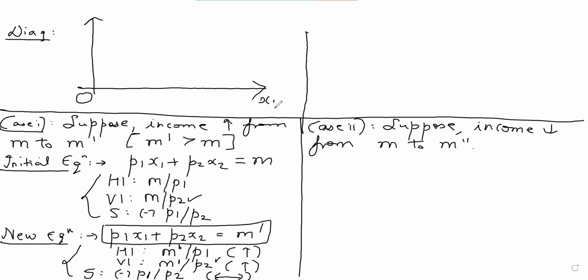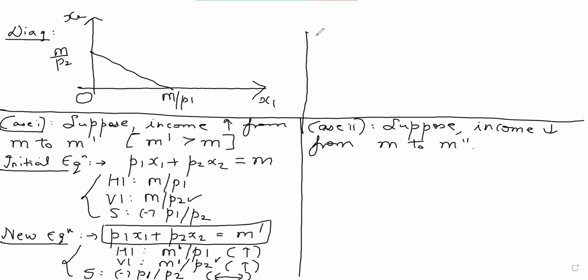This is good x1, good x2. This is the initial budget line. This is M by P1. This is M by P2. And the slope is minus P1 by P2.